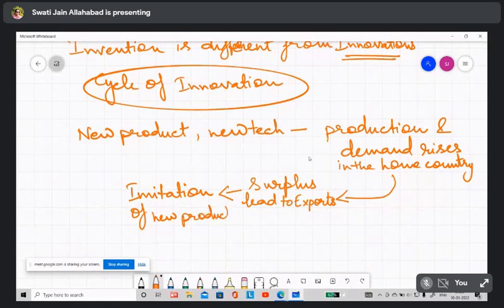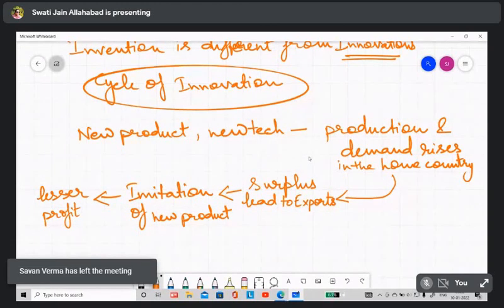So as the new product is imitated by other producers, production will rise. So for every businessman, the profit will start decreasing. As the profits start decreasing, the innovator has less incentive to do the same activity. He will again try to do some new innovation. Okay, so there is a life of innovation.